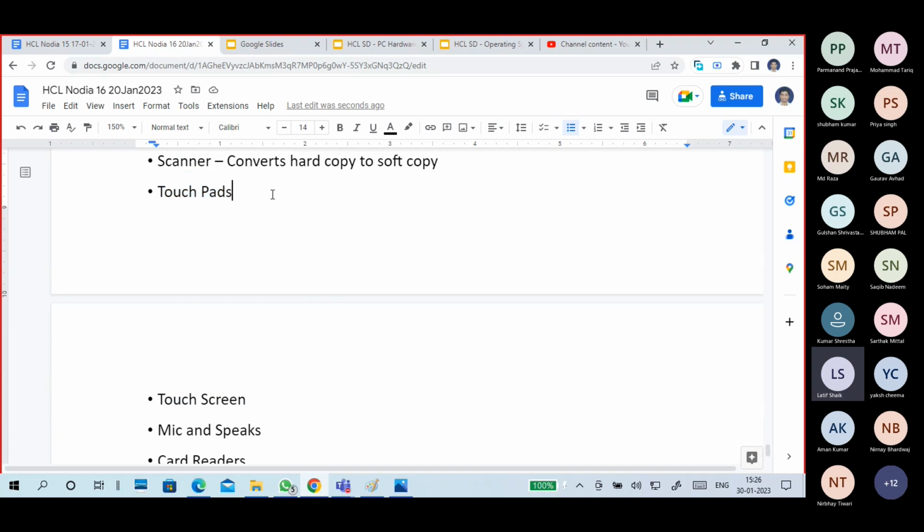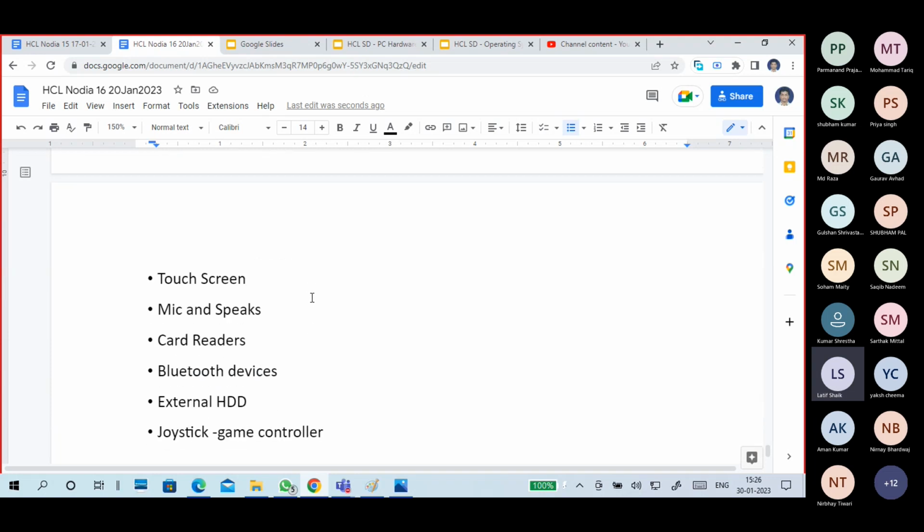Touchpads, generally laptops have touchpads as a pointing device. Touch screens: for example, my laptop is a touch screen laptop. Touch screens, tablets, 2-in-1 laptops, mobile phones all have touch screens, right? Then mics and speakers: I'm speaking, and I can also listen, from the mic and speakers. I speak to the mic, mic is input, speaker is output.